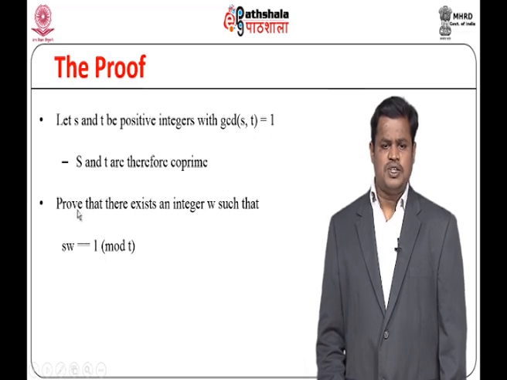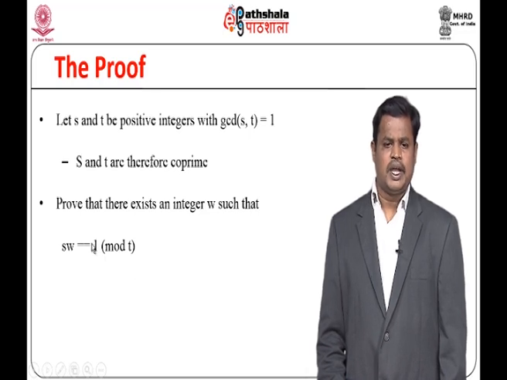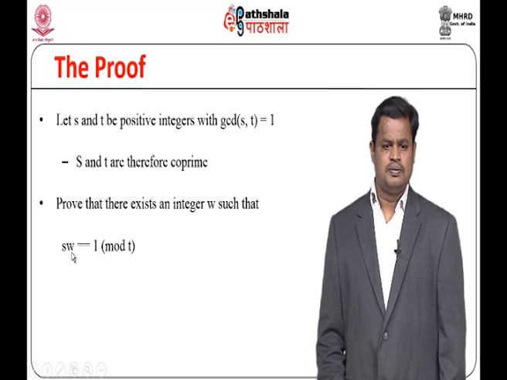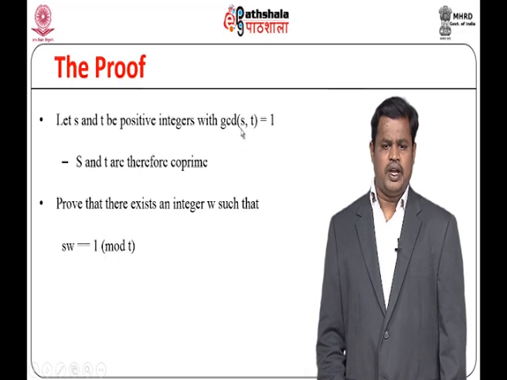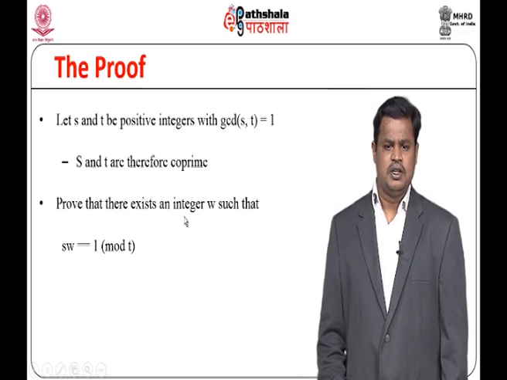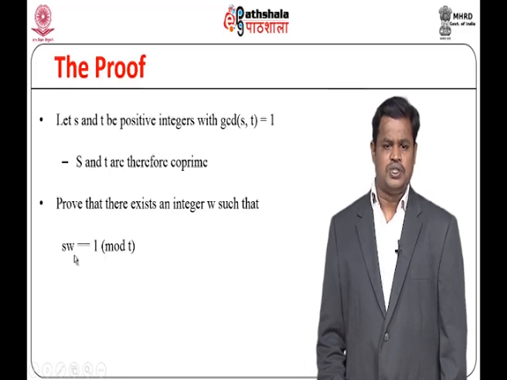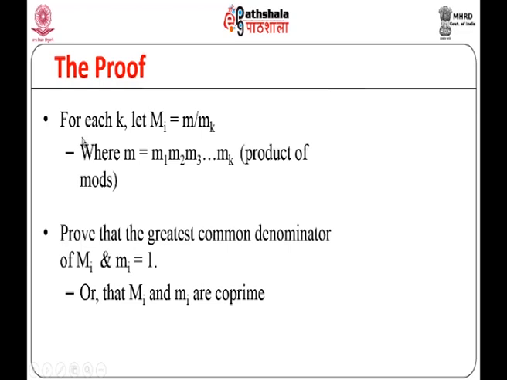So it proves that there exists an integer w, which here refers to a multiplicative inverse with respect to the given number, such that s w is equal to 1 mod t. So when I say the GCD of s comma t is equal to 1, it proves that there exists an integer w such that s w is equal to 1 mod t.